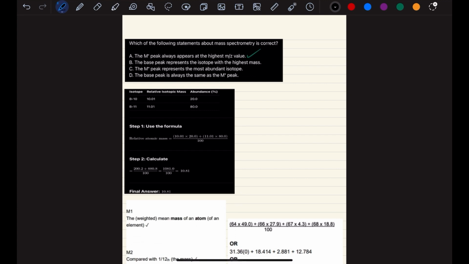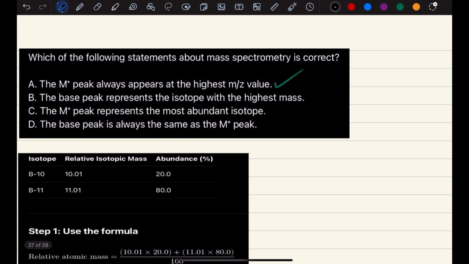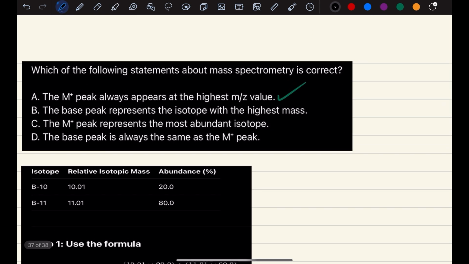Okay, and here are your answers. So we're going to focus on question by question. Looking at question 1, A is correct. The M+ peak is the highest mass to charge ratio, as we've said. Let's prove all the other ones are wrong.